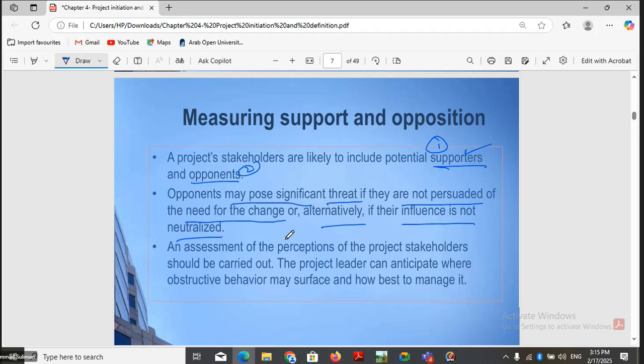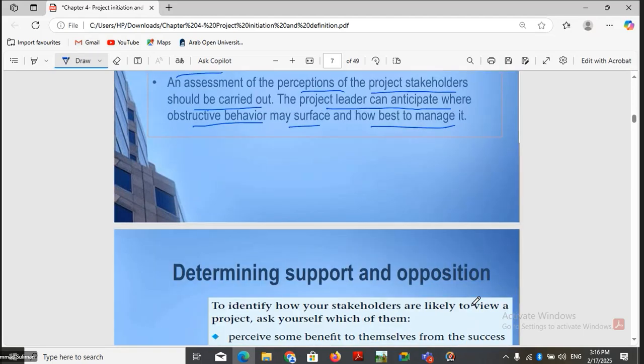It means either they are convinced that yes, we need this project, or we may need to take some other action by which our project will not be affected by those opposing factors. We may replace them with someone else, for example, or we see an alternative that can be done. So an assessment of the perception of the project stakeholders should be carried out, like who are the supporters and who are the opponents. The project leader can anticipate where obstructive behavior may surface and how to manage it. So this should be done.